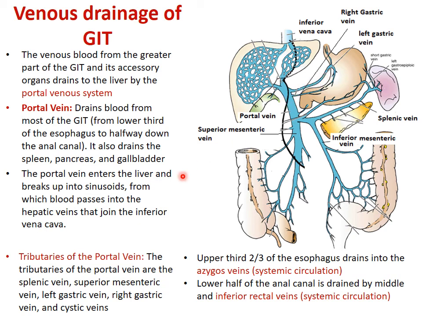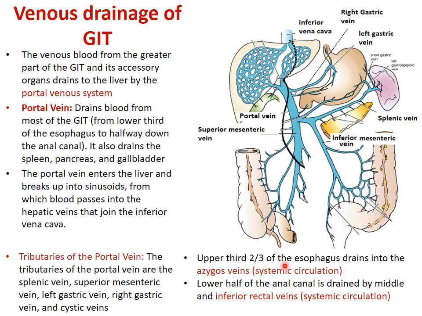So we have the superior mesenteric vein and the left gastric vein. This is the left gastric vein, right? Then we have the right gastric vein. These two, the right and left gastric veins. Then we have the cystic vein. The cystic vein is here. This is the gallbladder, the neck of the gallbladder, and there is the cystic duct, so there is the cystic vein. So these are the tributaries.